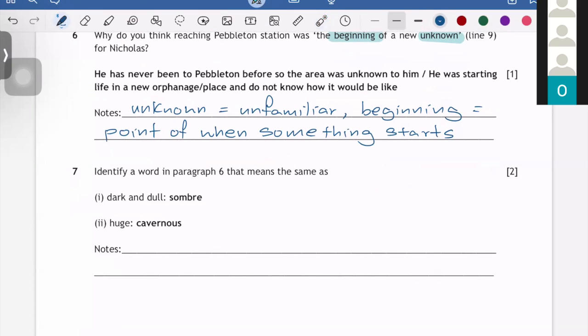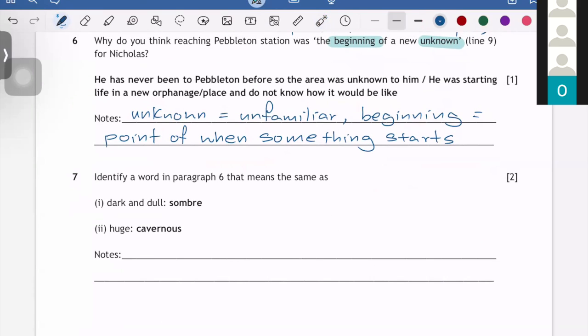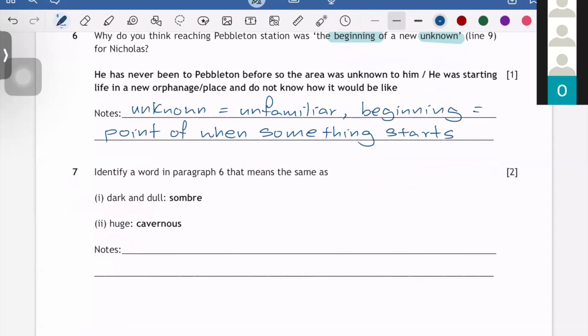Okay. Question 7. Identify a word in paragraph 6 that means the same as the following. For this type of question, make sure you understand the words. If you are not able to decipher the meaning, then find contextual clues.